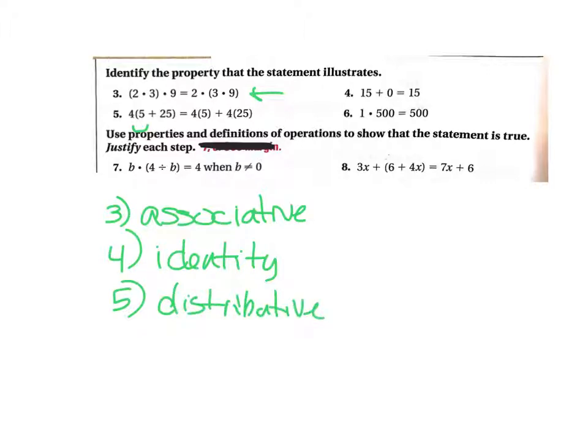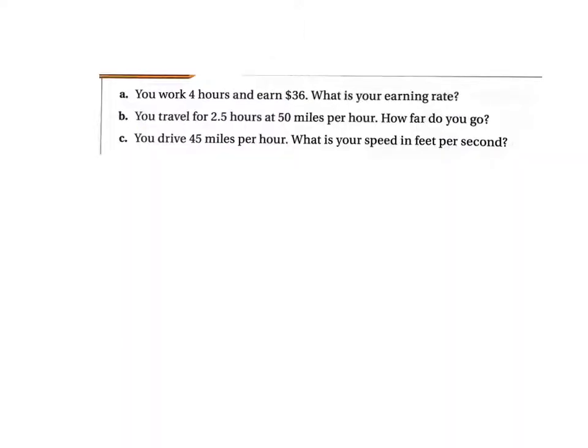Excuse the handwriting there. And number 6, multiplied by 1, so the 500 stayed 500. That is also identity, but it's the multiplicative identity instead of the additive identity. We're going to save 7 and 8 for in class tomorrow. Show you one of those then. Okay, and the last thing, working on rates and what's going on there.